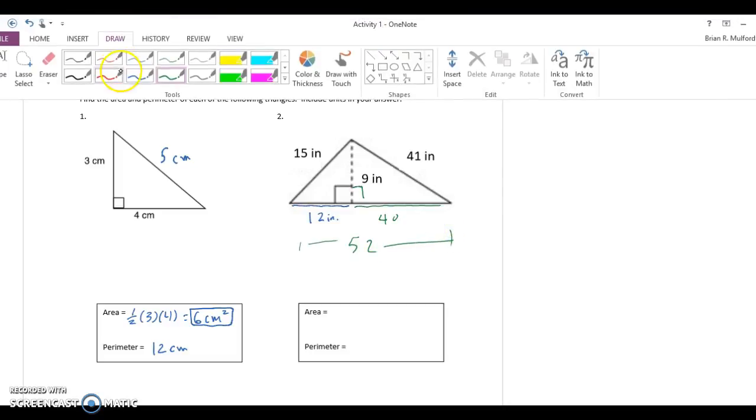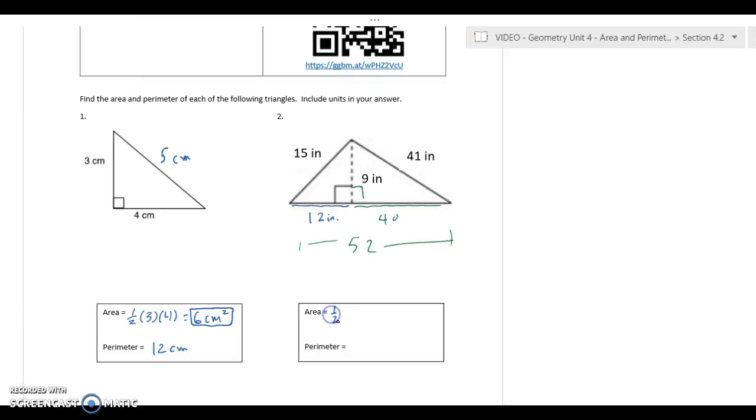So when I'm finding the area of this triangle, I'm going to do 1/2 of 52 times 9, which is going to give me 1/2 of 468. And so 1/2 of 468 is 234 inches squared. And then the perimeter, I'm going to add up 52 and 41 and 15, just the outside pieces. When I add those up, I'm going to get, let's see, 52 plus 41 is 93, plus 15 would be 108 inches.